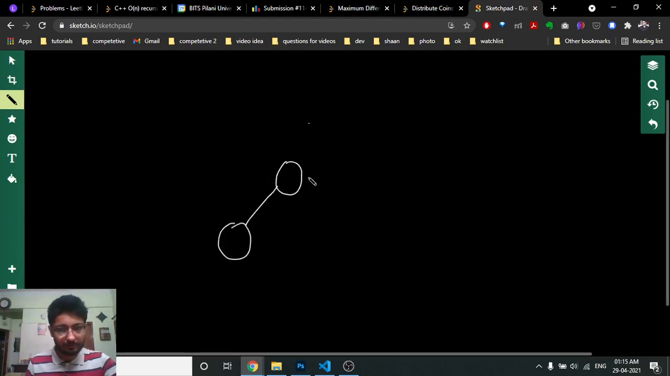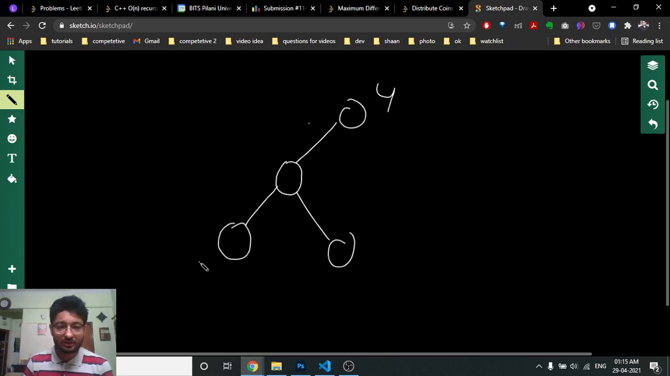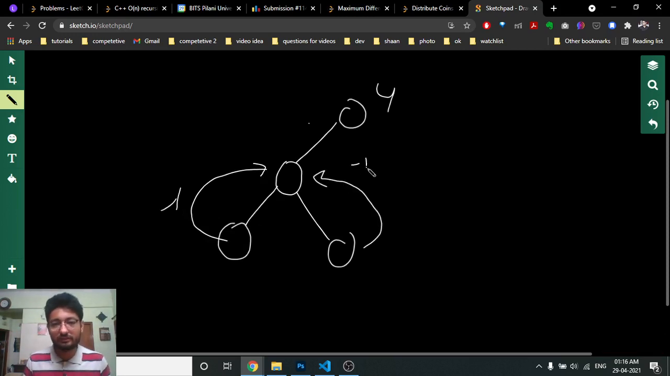If this is the root node, then the first thing to think about is, let's assume this has four coins. This node will send -1, which means I want one coin. This will send -1, which means I also want one coin. What should this node send? Just think in practical terms. This node should send -3.